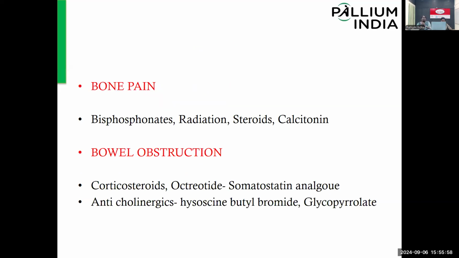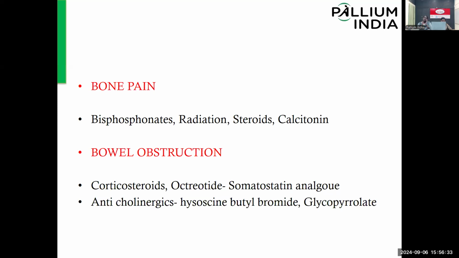The next one is bone pain. If the patient has a carcinoma or malignancy, presenting with multiple metastases to bone, in these patients you have to think of starting bisphosphonates, radiation, steroids, or calcitonin. Steroids also play a very important role when giving to a patient having bone pain, because the mechanism of action of steroids is that they decrease peritumoral edema. We start dexamethasone.